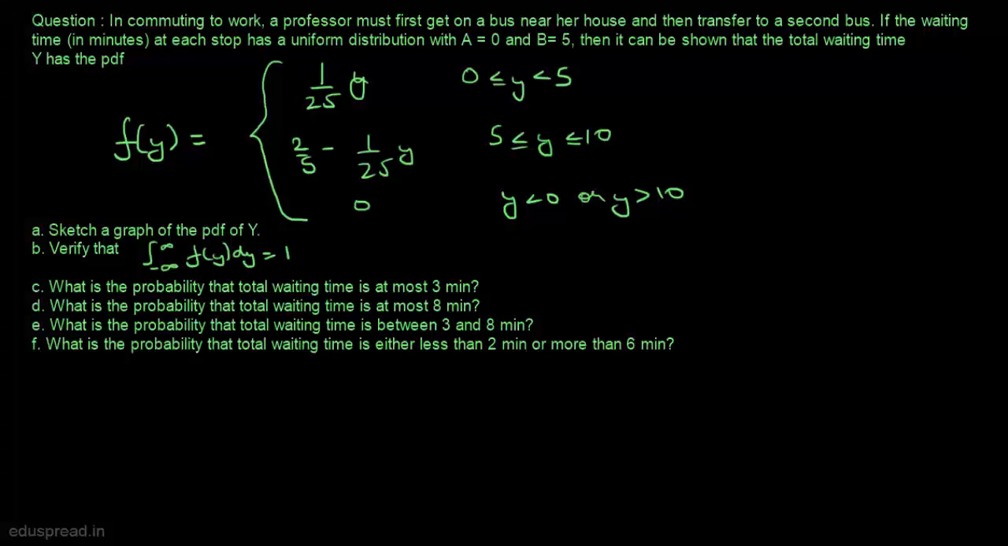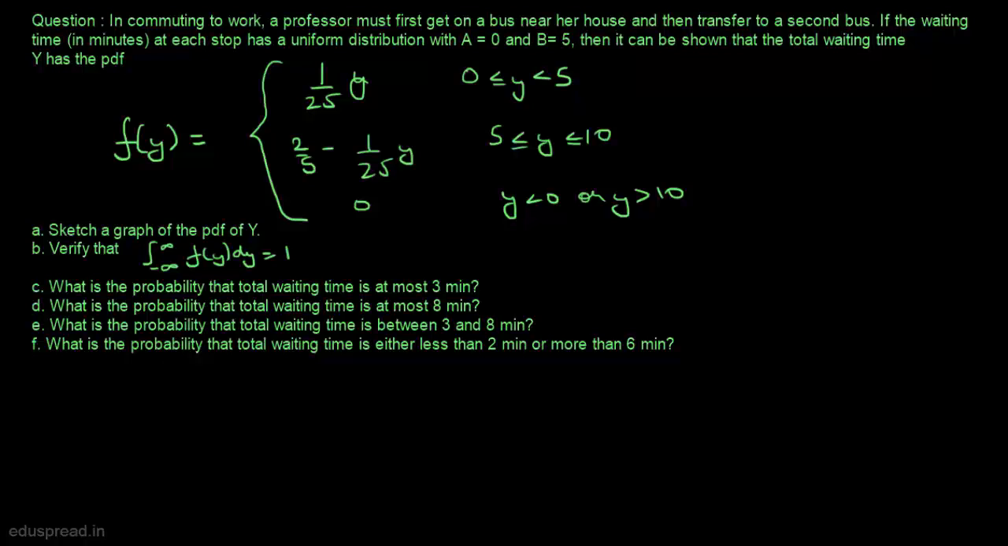In this lecture, I'm going to solve this question. In commuting to work, a professor must first get on a bus near her house and then transfer to a second bus. If the waiting time at each stop has a uniform distribution with A equal to 0 and B equal to 5, then it can be shown that the total waiting time y has this probability density function. In part A, we have to sketch a graph of the PDF of y.